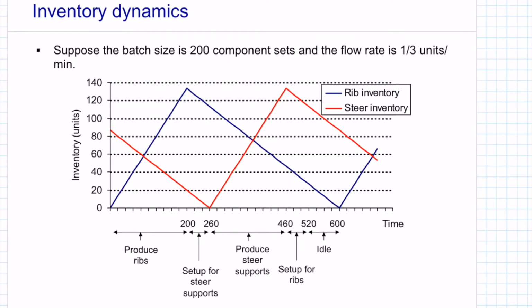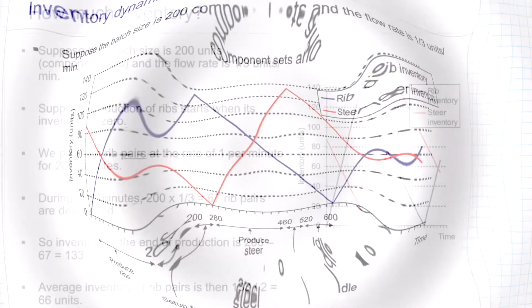But in this case, as the production is continuing, it is also being utilized at assembly. So we don't see this blue line reaching 200 components. Similarly, when the production of ribs stops and production of support starts, we start building inventory for the steer, which is represented by the red line. During that period, the blue line keeps coming down because the inventory is depleting.